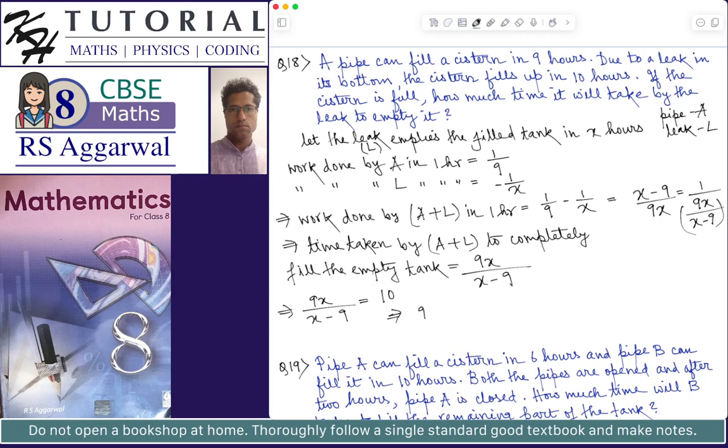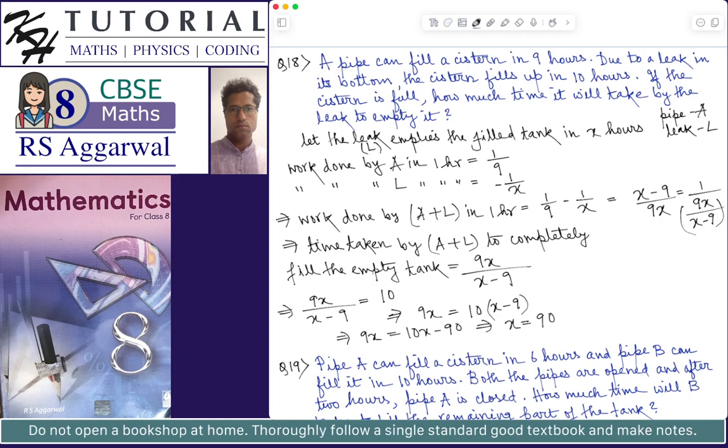So using cross multiplication, we have 9x is equal to 10 multiplied by (x minus 9). This implies 9x is equal to 10x minus 90, and this implies x is equal to 90. So what is x? As per our assumption, x is the number of hours in which the leak empties the filled tank.